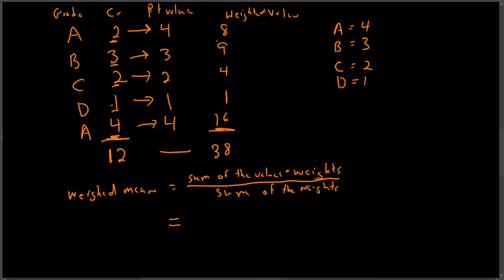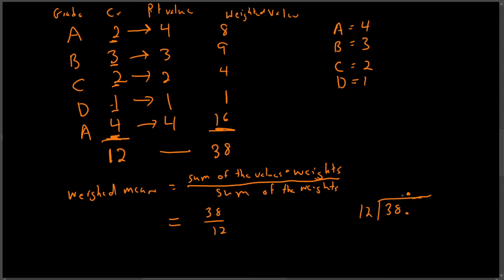So let's see, the sum of my weighted values was 38, and the sum of my credits was 12. Right? Sum of my weighted values, sum of the weights themselves, which is the credits. So let me do this division over here. Definitely going to need to borrow a decimal point here.